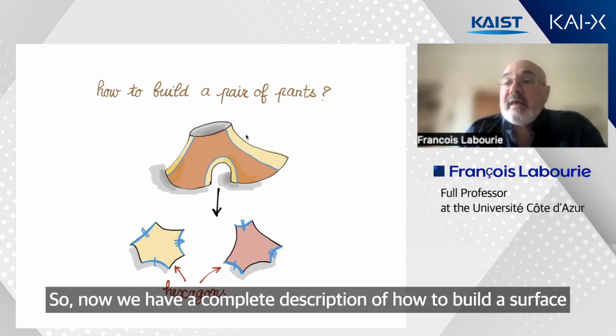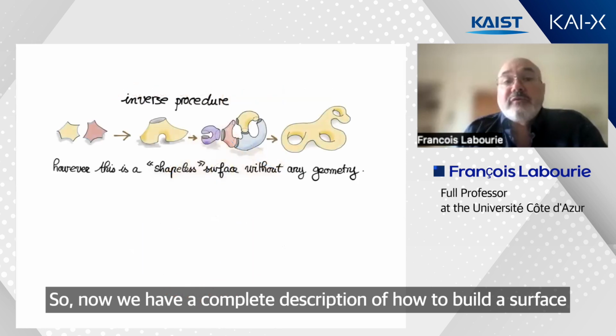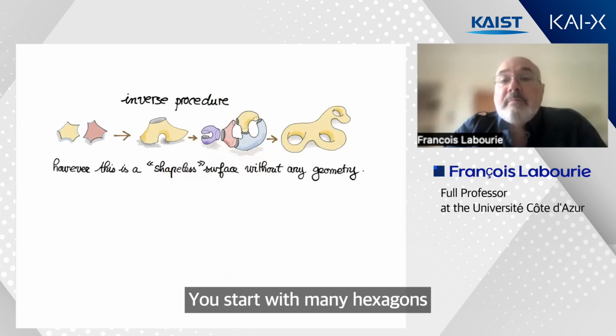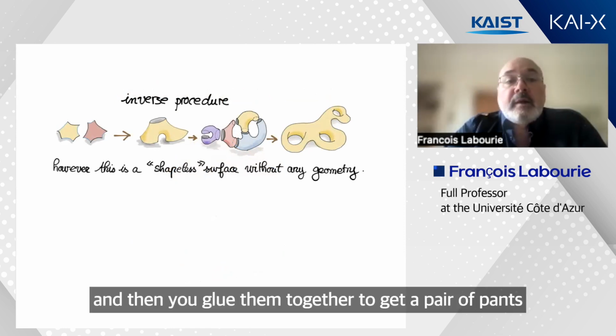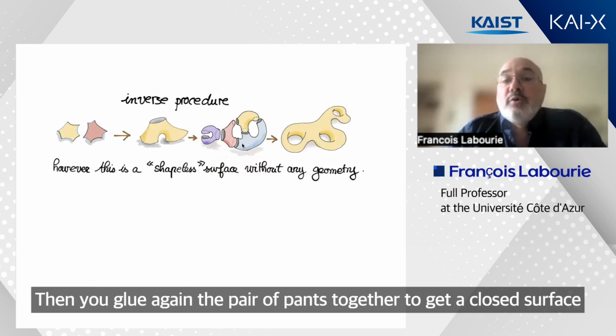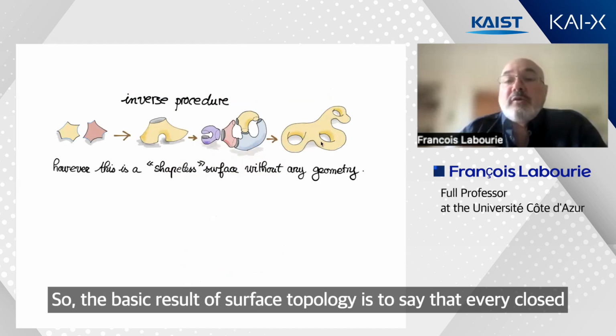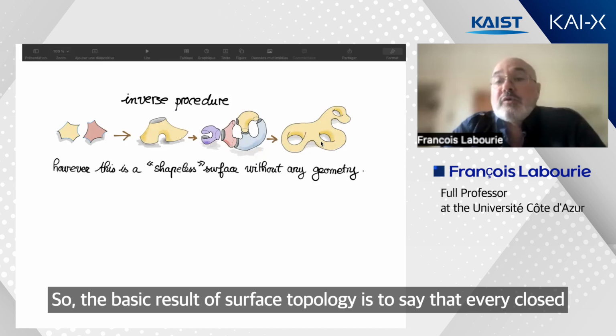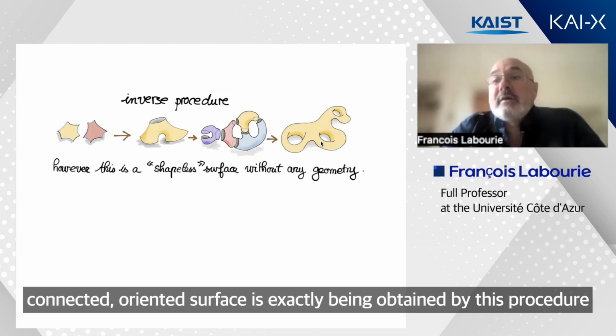So now we have a complete description of how to build a surface. You start with many hexagons, and then you glue them together to get a pair of pants. Then you glue the pairs of pants together to get a closed surface. So the basic result of surface topology is to say that every closed, connected, oriented surface is exactly obtained by this procedure.